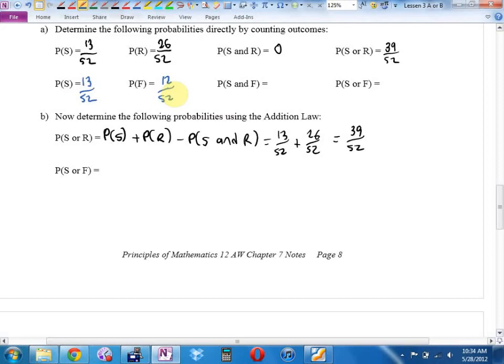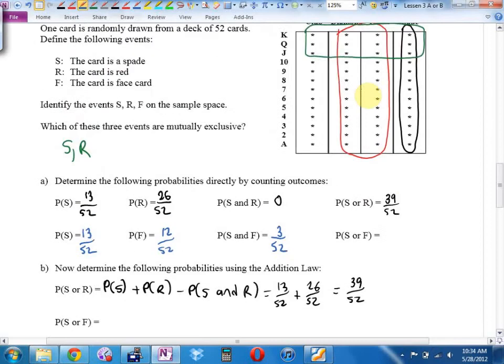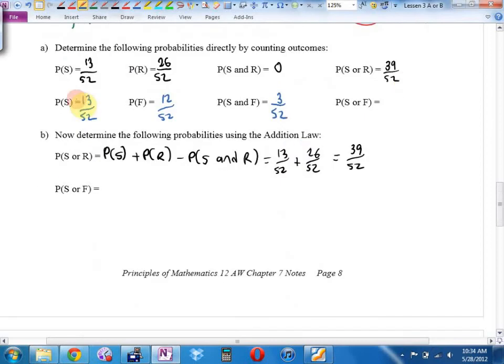How many face cards are spades? 3. I can figure that out because I know what a deck of cards looks like. By the way, I think if you look where I circled higher up on the page, there's 3 overlapping between the face cards and the spades circles, yes? S or F. Now I can get there by counting, but for what it's worth, I think it's going to be 25, take away 3.